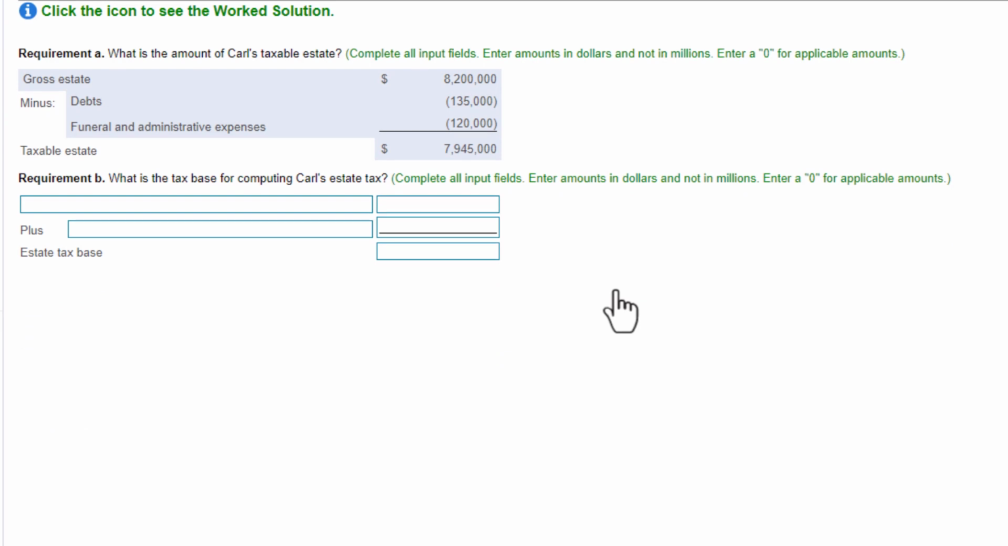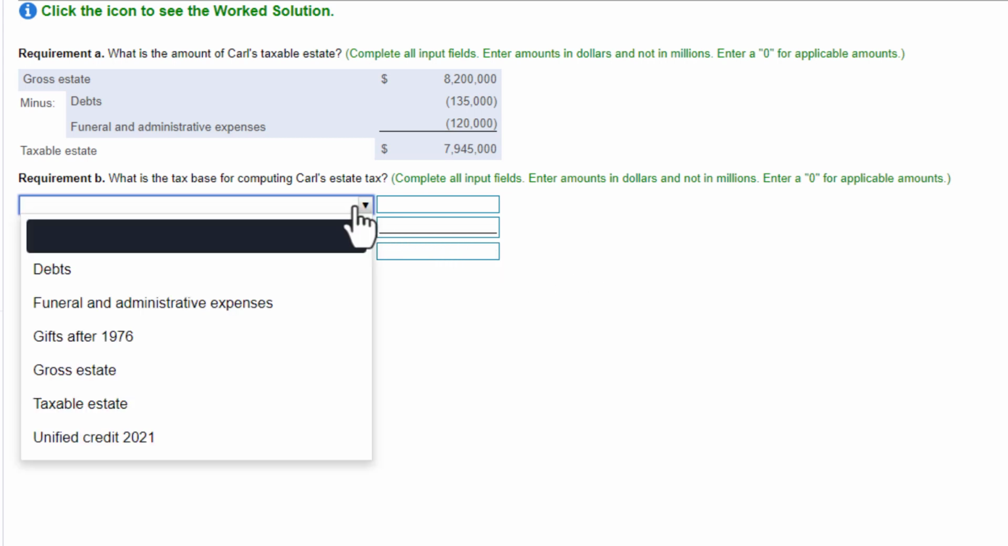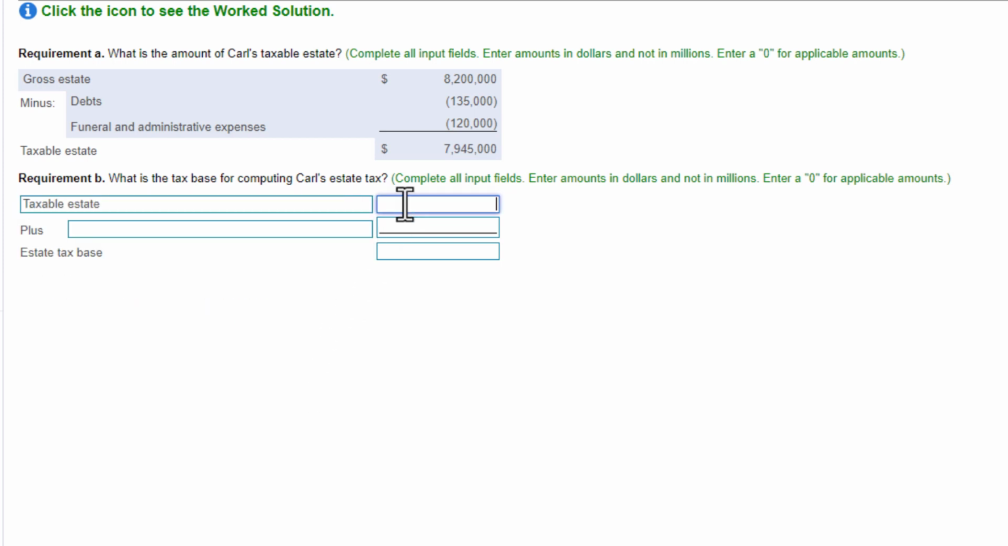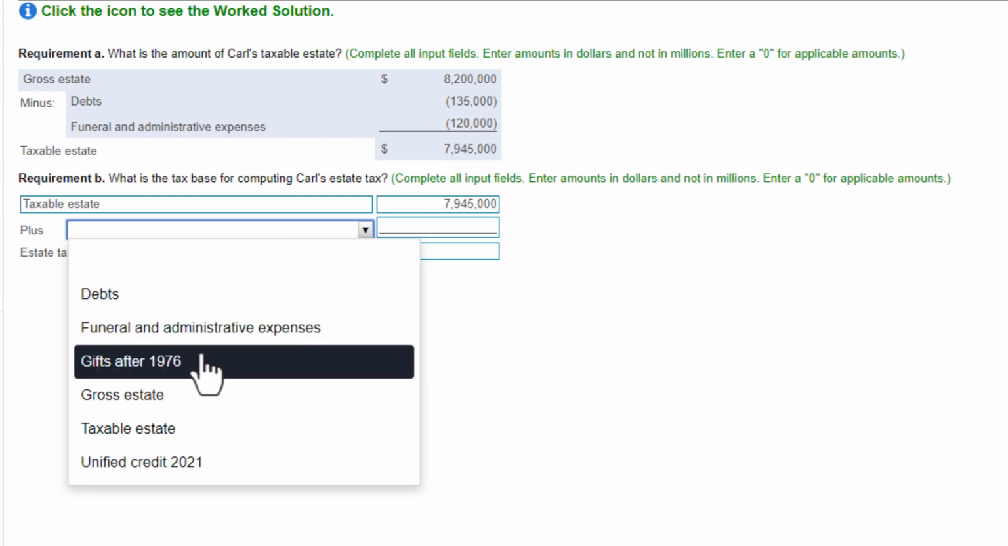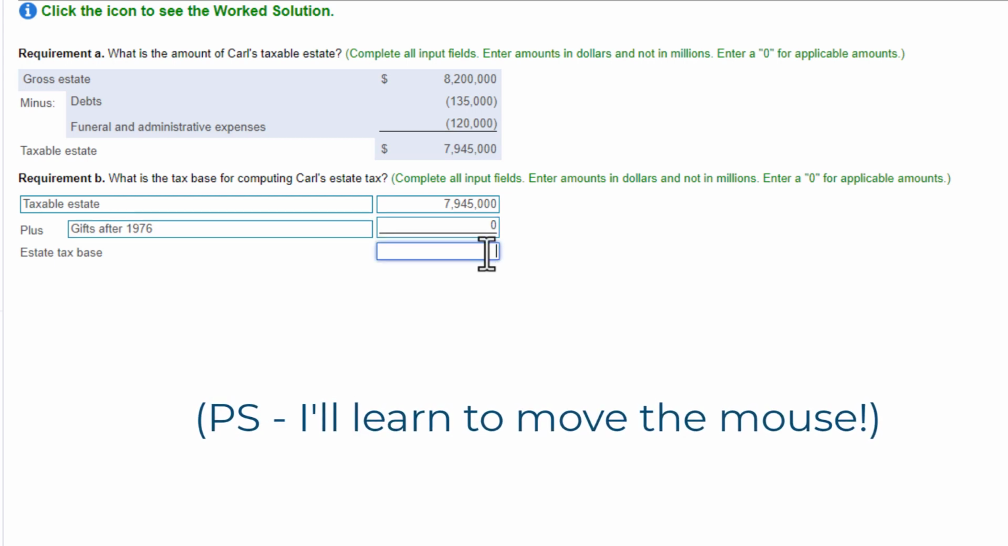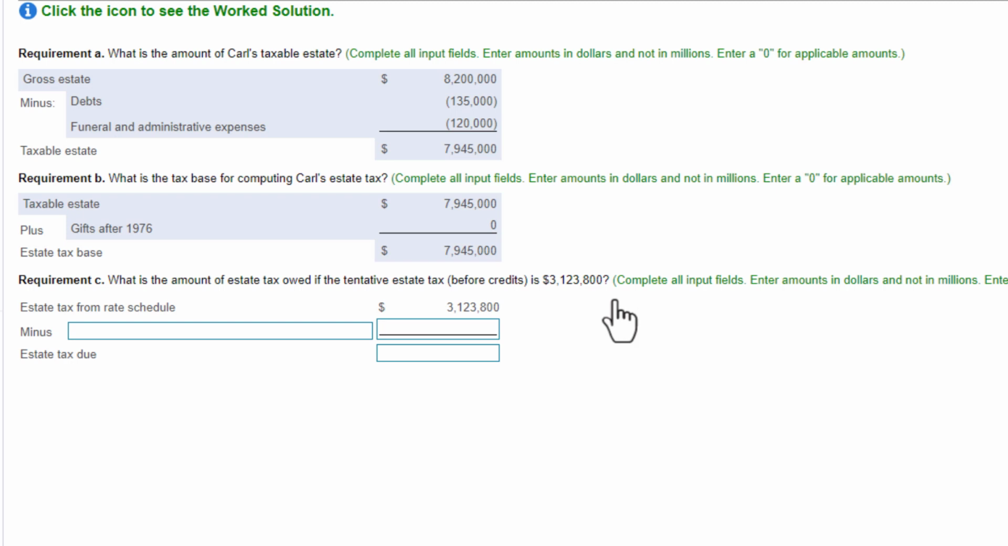So now the next question is, what is the tax base for computing Carl's estate tax? The only thing we need to think about here is, did he make any gifts after 1976? So we're going to pull the taxable estate down from the answer that we figured out above, $7,945,000. And his gifts after 1976 is 0. He didn't make any. So that means that his estate tax base is $7,945,000. When we check the answers on that, we see that we're good there.